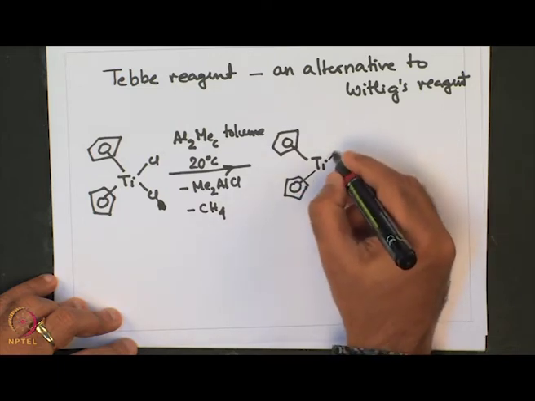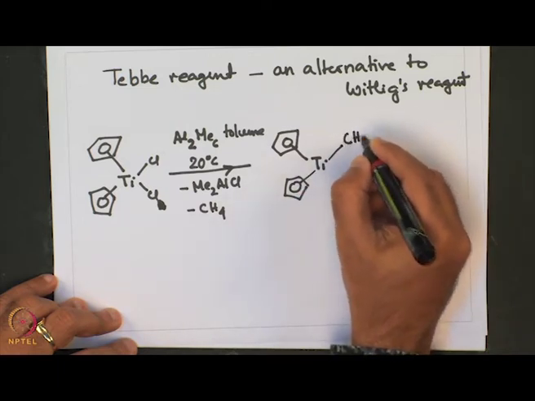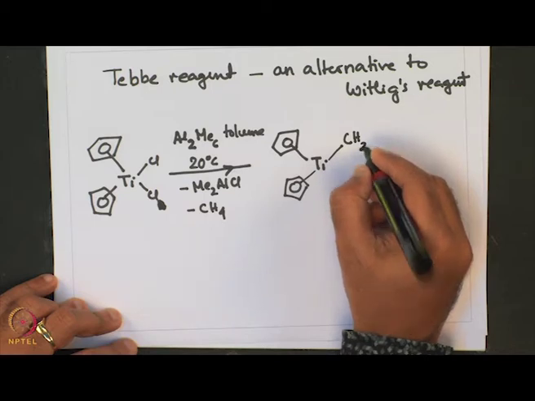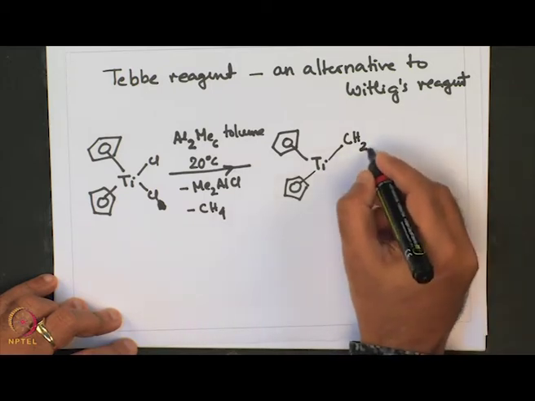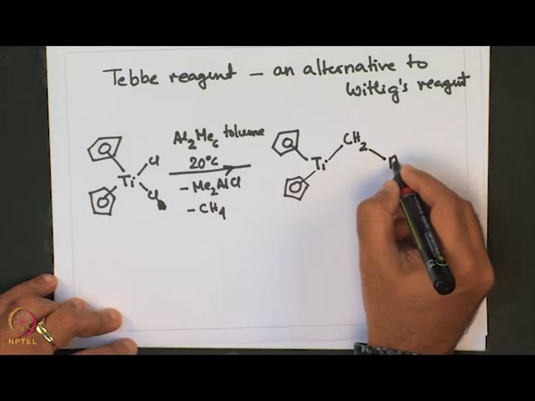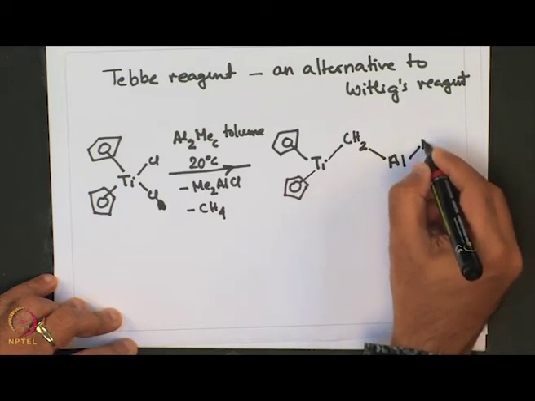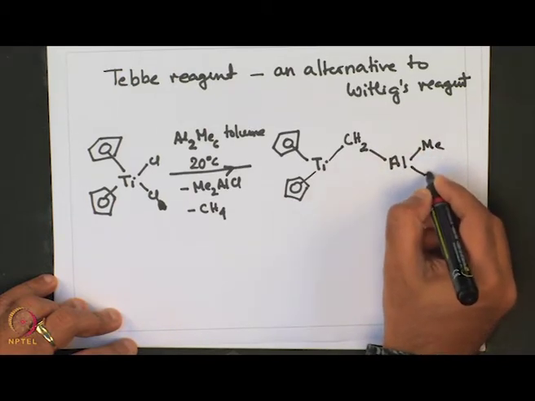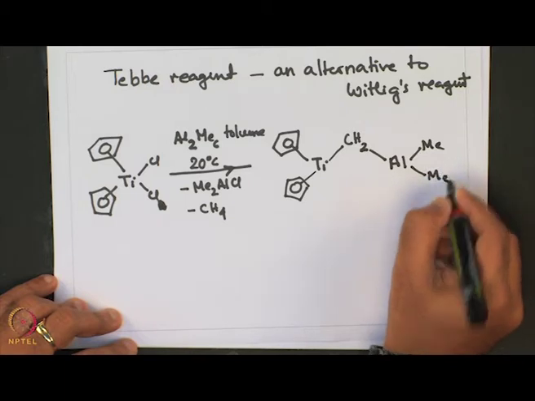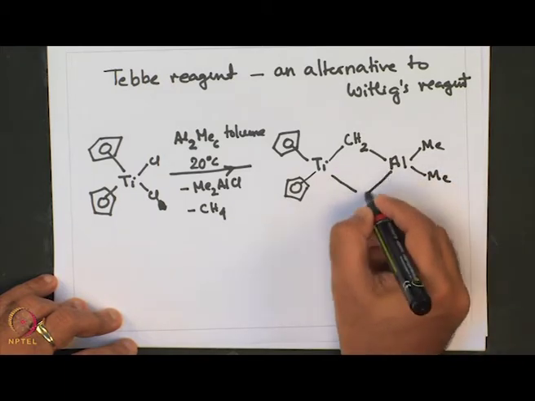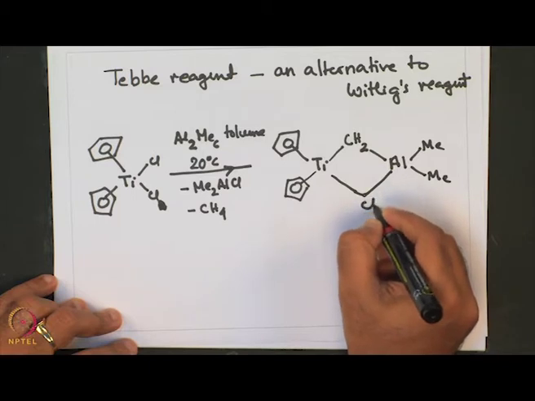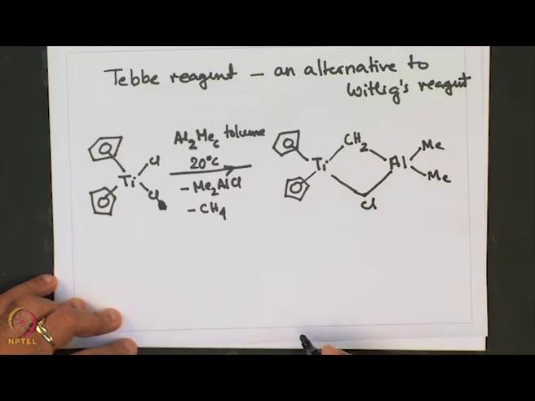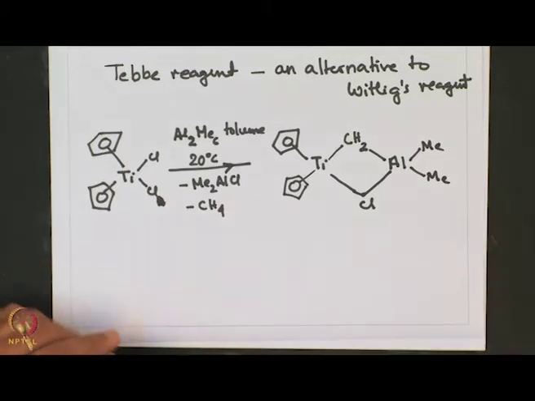Cp2 titanium CH2 aluminum methyl, and this as chlorine. Now, this is what is called Tebbe's reagent.